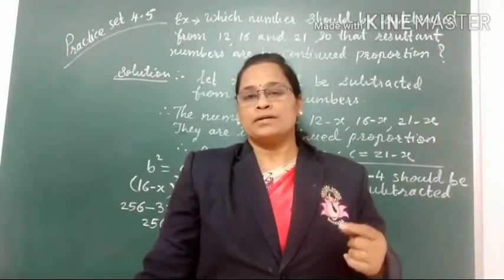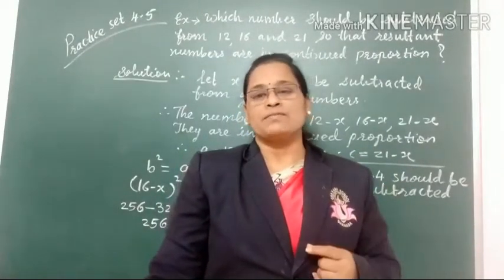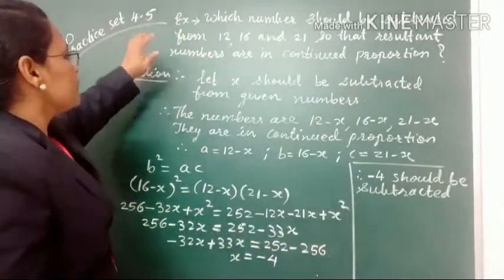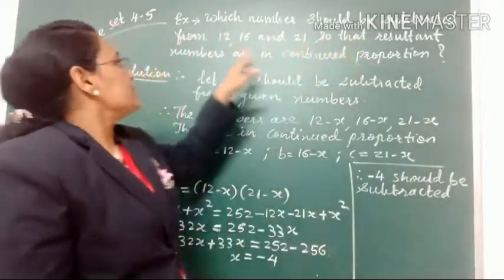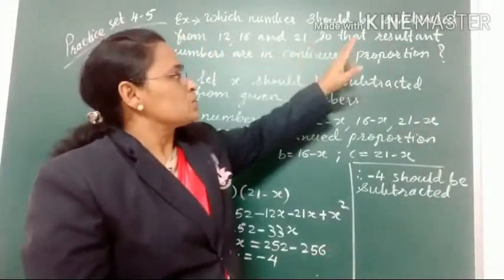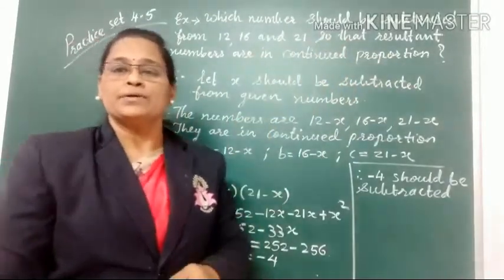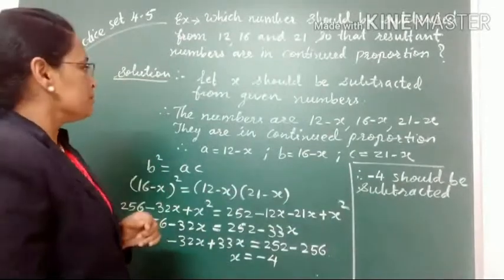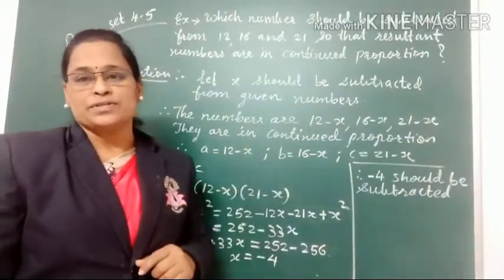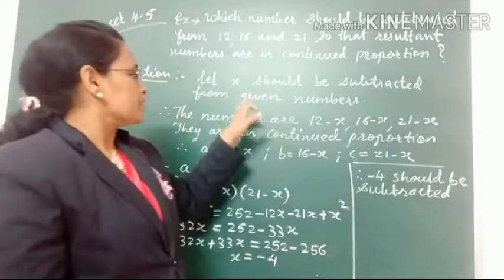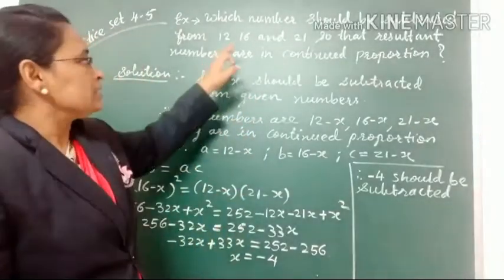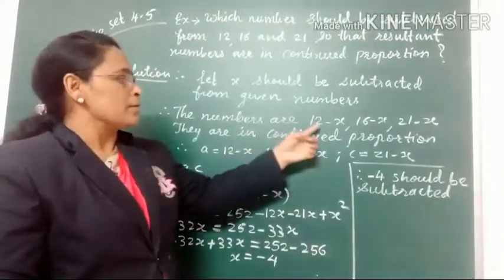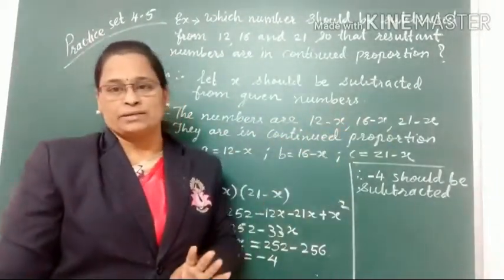This is the example given on the basis of continued proportion. So let's see the example from practice set 4.5. Which number should be subtracted from 12, 16 and 21 so that the resultant numbers are in continued proportion? So here, which number should be subtracted, that is the main question. In the solution, first of all, let X be subtracted from the given numbers, that is 12, 16 and 21. So what will be the 3 numbers? The 3 numbers will be 12 minus X, 16 minus X and 21 minus X.